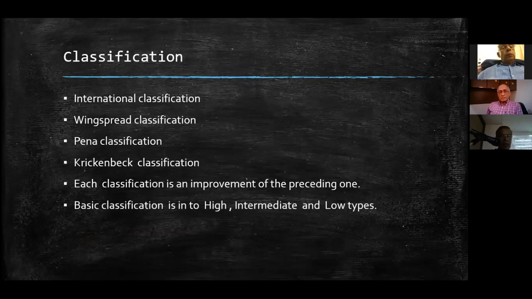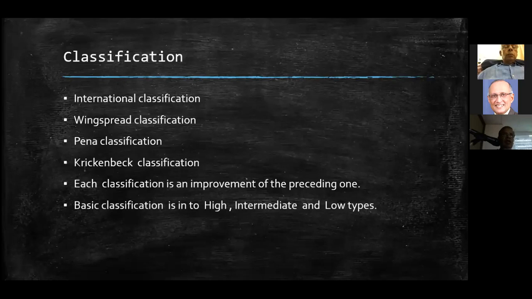Then came the Krickenberg classification. And in between, there was the Wingspread classification, a conference classification. So International, Wingspread, Pena, and Krickenberg: these are four terms better to know when you are talking about anorectal malformations. And each classification is an improvement of the preceding one. And the basic thing is anorectal malformation is classified into high anomaly, intermediate anomaly, and low anomaly. So high, intermediate, and low.